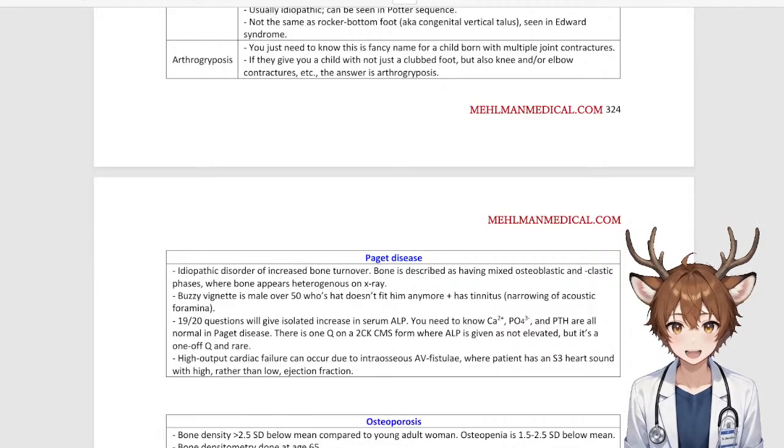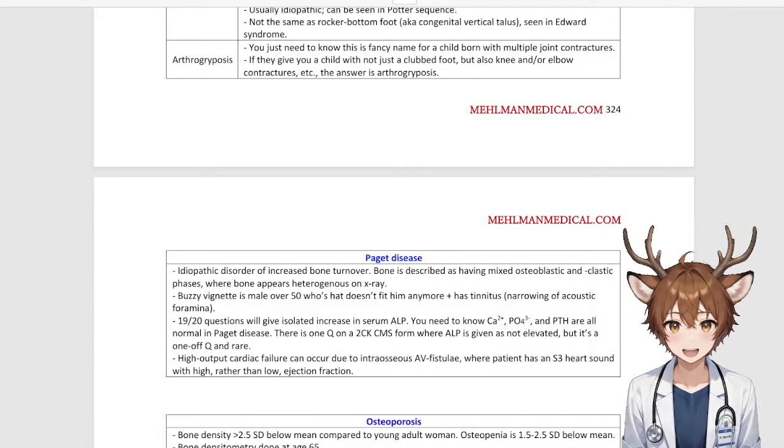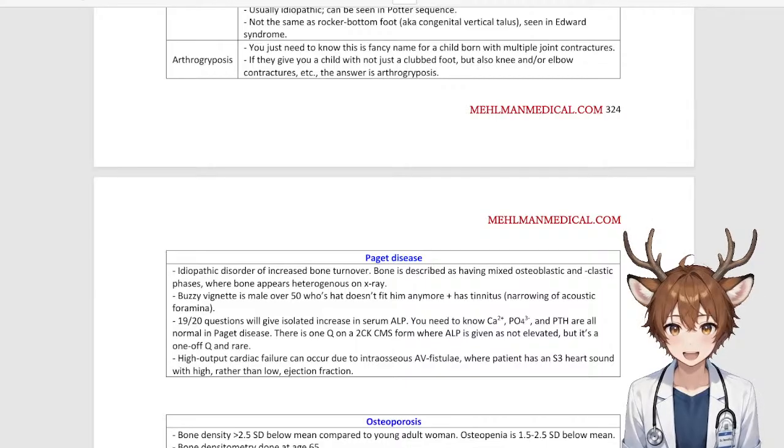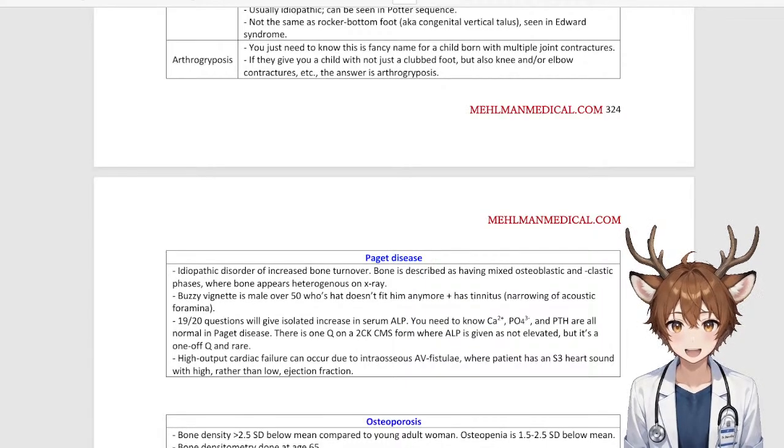So it refers to not just a club foot. If you're given trouble with not just a club foot, but also knee or elbow contractures, etc., the answer is arthrogryposis. They have multiple joint contractures.